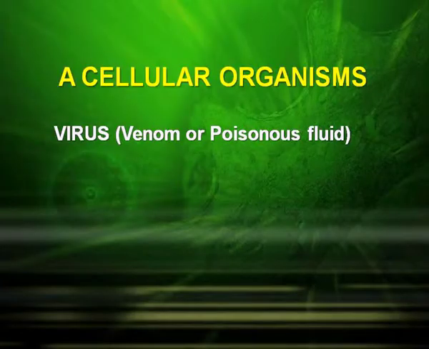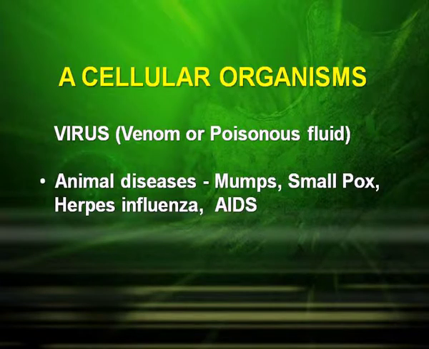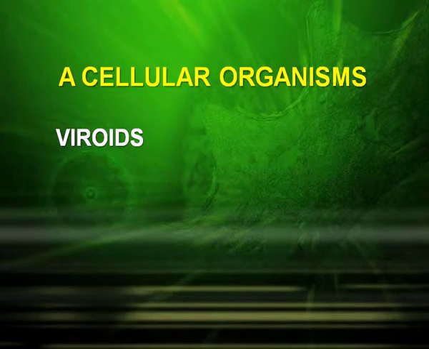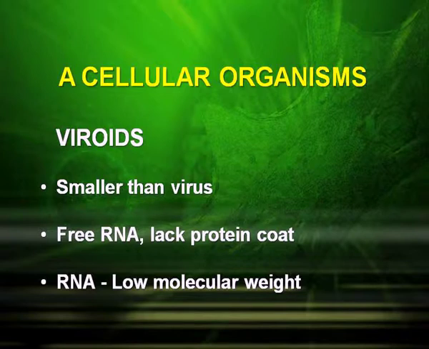The diseases which are brought about in animals are mumps, smallpox, herpes, influenza and AIDS. The plant diseases brought about by viruses are mosaic formation, leaf curling and rolling. Viroids. They are smaller than virus. They have free RNA and lack protein coat. RNA has low molecular weight.